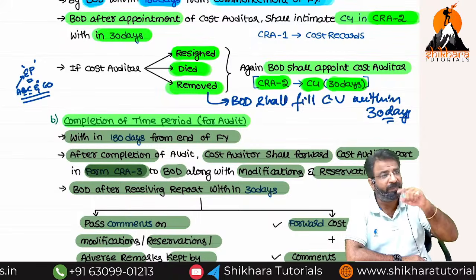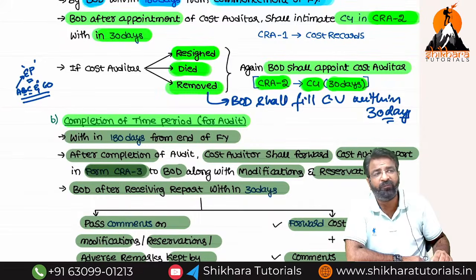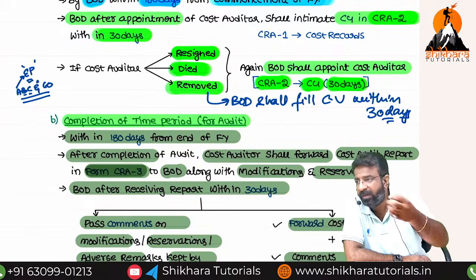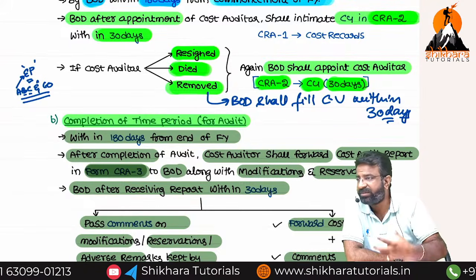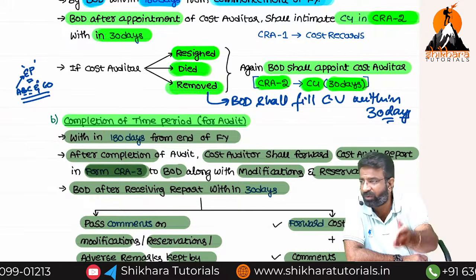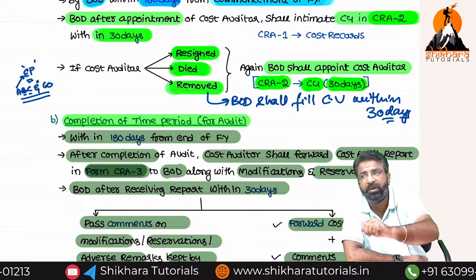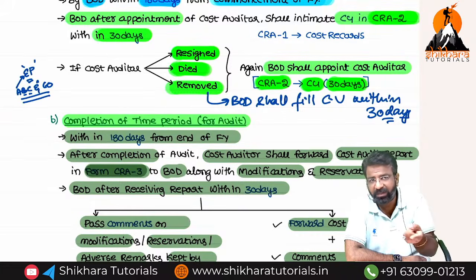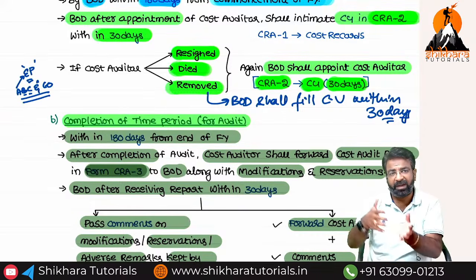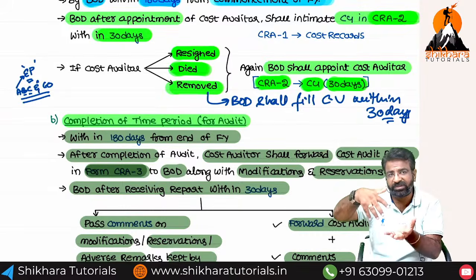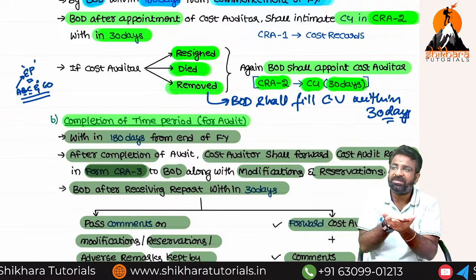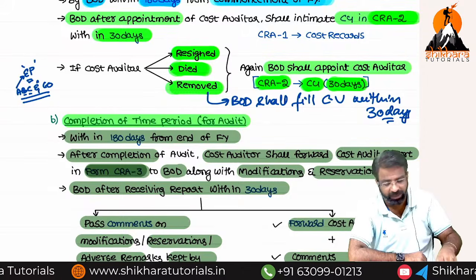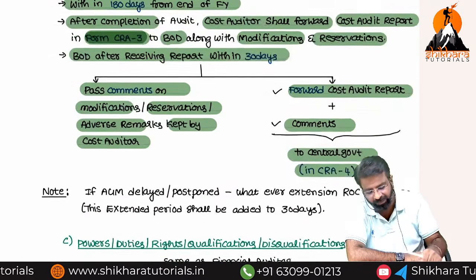After that, he will prepare a cost audit report in the prescribed form and will issue that report to whom? Board of directors. And giving some modifications, reservations and adverse remarks, who has to pass the comments? Board. And for that, the board has how many days? 30 days. Within these 30 days, the board has to pass the comments also and send this cost audit report, CRA3, attached with what? CRA4, to the Central government within how many days? 30. And there is one small amendment in that.